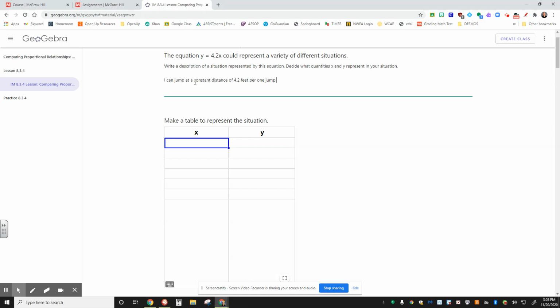Okay. What do we have to decide here? Well, we're going to say let x represent the number of jumps, and let y represent the total distance.